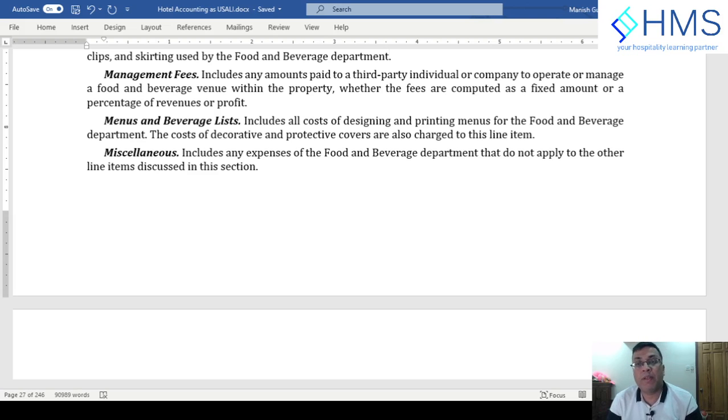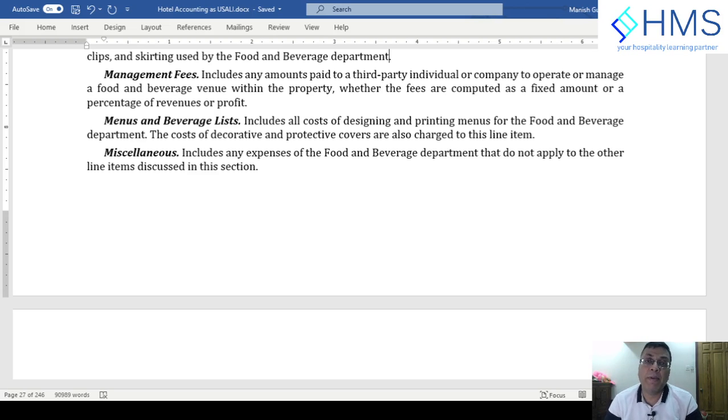So for example, you have a hotel which is managed by Hilton, right? And then there is a specific Japanese restaurant for which you have engaged another third party, who is specialized in Japanese restaurants, to manage the restaurant within the premises of the hotel. The cost of that management fee, which is paid to the Japanese company, will be charged to this management fee of the food and beverage item.